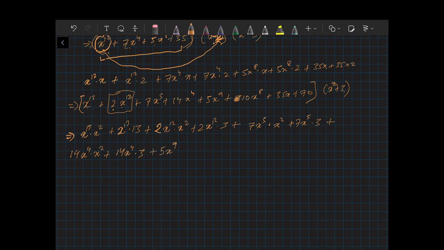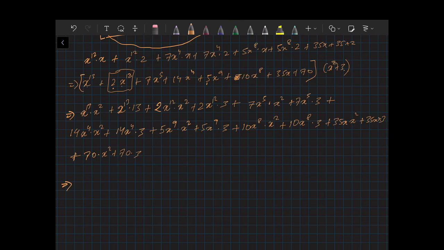Then 5x to the power 9 times x square plus 5x to the power 9 times 3, plus 10x to the power 8 times x square plus 10x to the power 8 times 3, plus 35x times x square plus 35x times 3, plus 70 times x square plus 70 times 3. So there are a lot of terms here. Actually there are 16 terms.